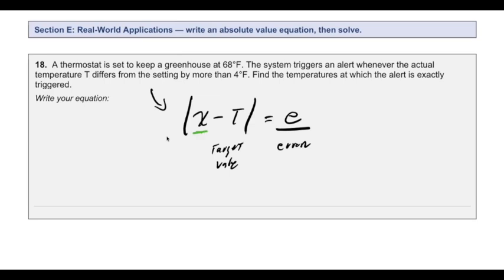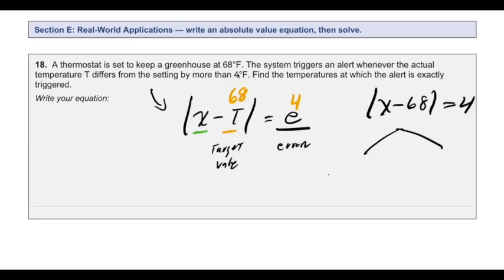You're not going to change x, but our target value is t. What do we want? We want to keep the thermostat at 68 degrees, and we're allowing an error of about 4 degrees. So over here is going to be 4 degrees, and that's our equation: the absolute value of x minus 68 is equal to 4.